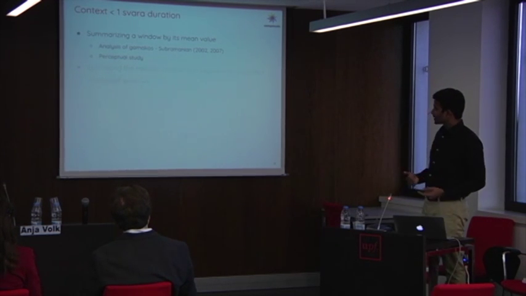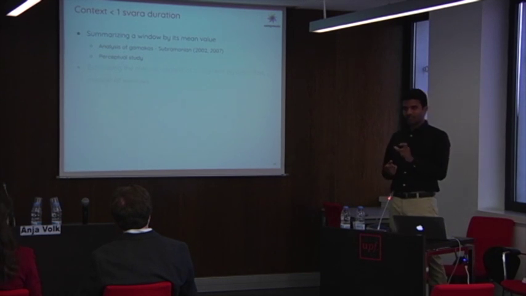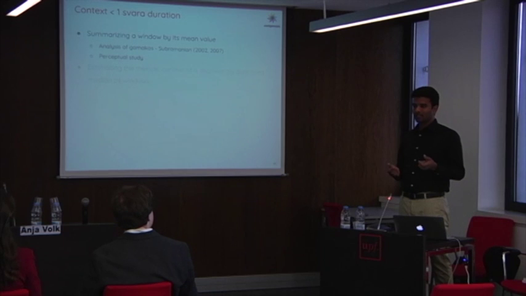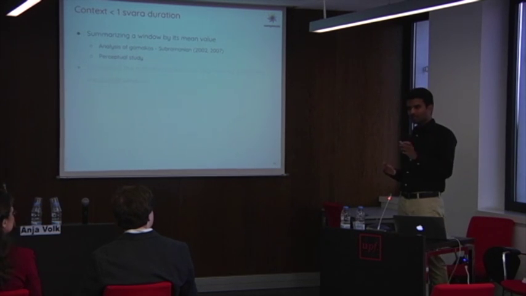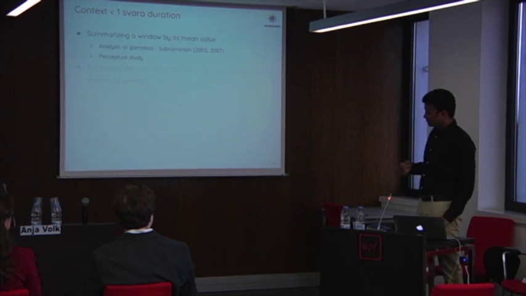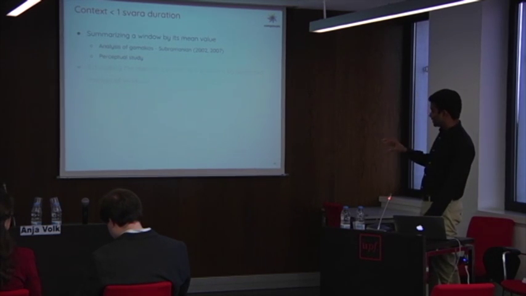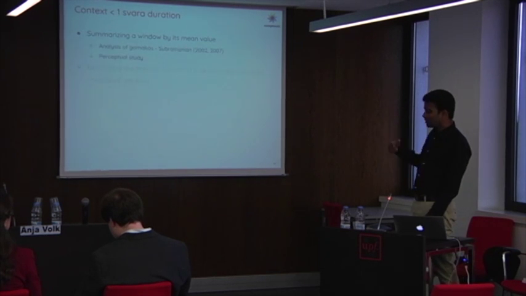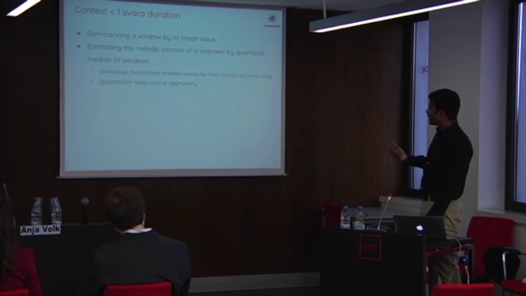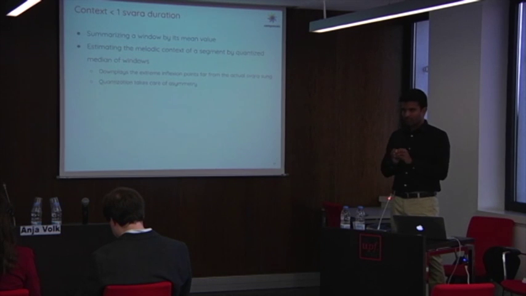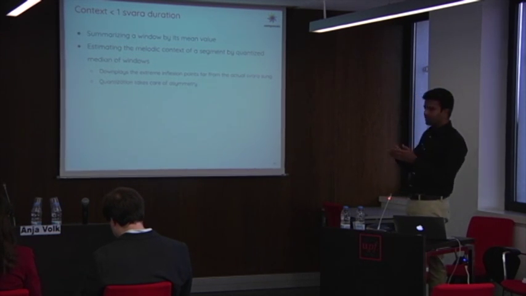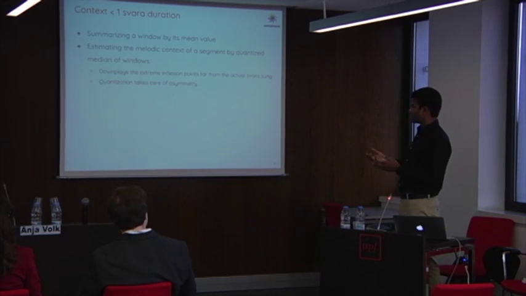In the first case, since the context we consider is of 1 swara duration, there are perceptual studies in Carnatic music that say that within a swara, the mean is what we perceive more or less of the movement. So we have decided to take that into account, and a window is basically summarized by a mean. The next step is that we have a set of mean values for a segment, and then we get an estimate of what swara is being sung there.